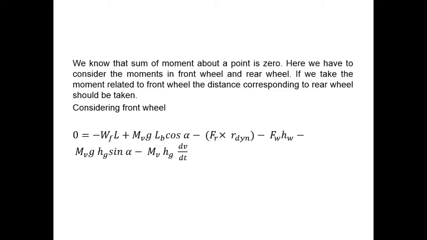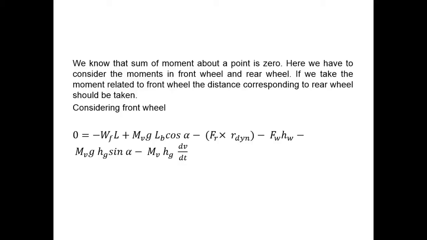And we have to derive the expression for the front wheel and rear wheel. First we derive the expression for the front wheel, again using the concept that the sum of the moments about any point is 0. That is, 0 equals minus Wf into L plus MV g Lb cos alpha minus Fr into R dynamic, where R dynamic is the effective radius or dynamic radius of the tire, minus Fw Hw minus MV g sin alpha into Hg minus MV dv by dt into Hg.